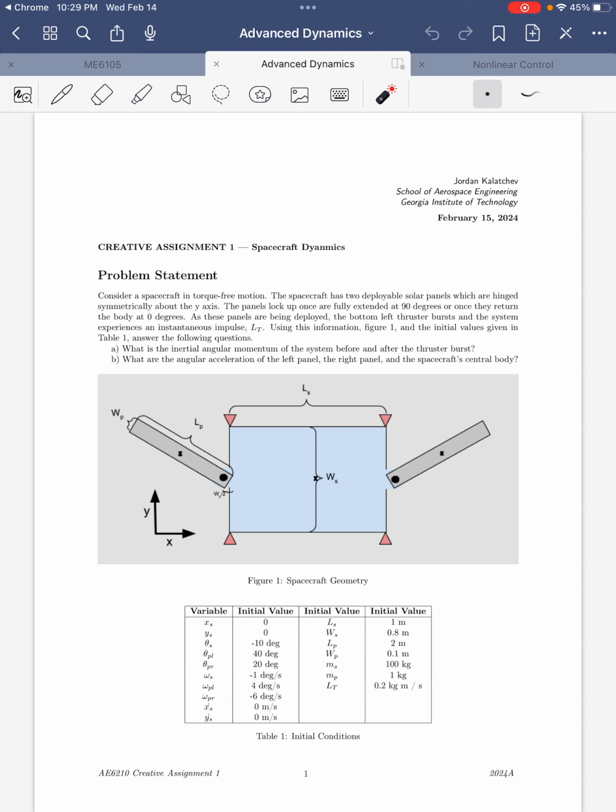So I have these four thrusters, and the problem statement is essentially the bottom left thruster at some point bursts, and that imparts some sort of momentum impulse. Some questions associated with that: what is the initial angular momentum of the whole system, and what is it after the thruster bursts? And then what angular accelerations can we observe in the left panel, the right panel, and the spacecraft body? That's angular acceleration and translational for the spacecraft body, because the panels are constrained in that frame. So those are the first questions I wanted to analyze here.